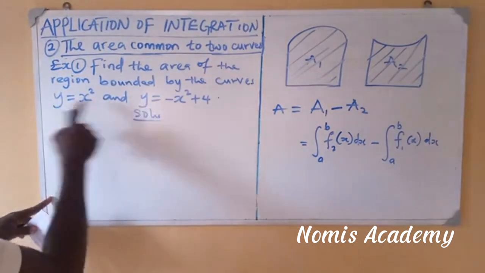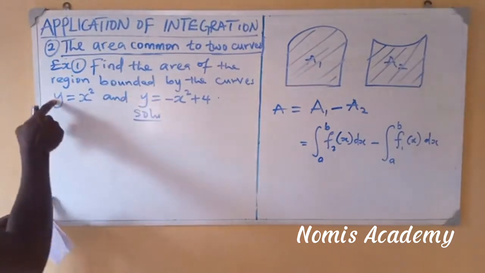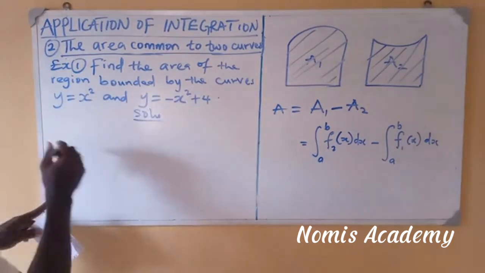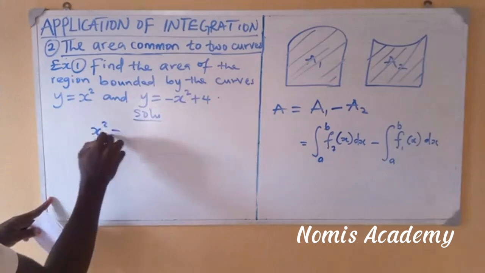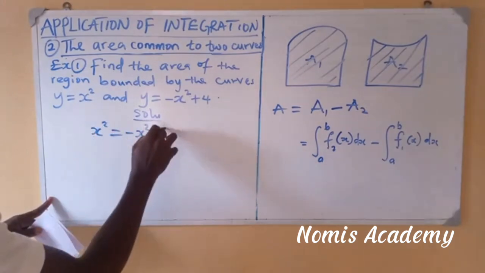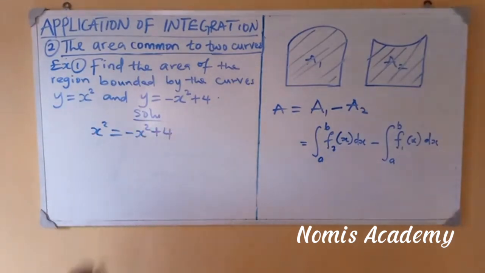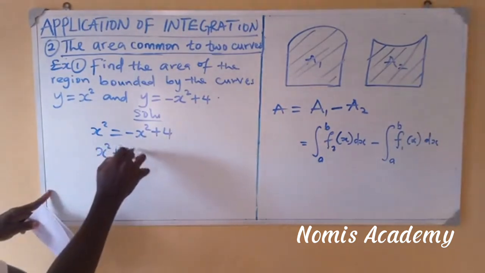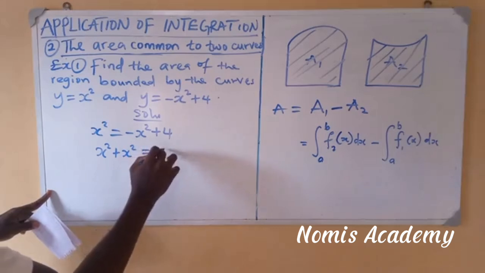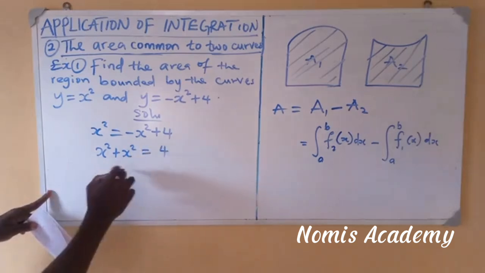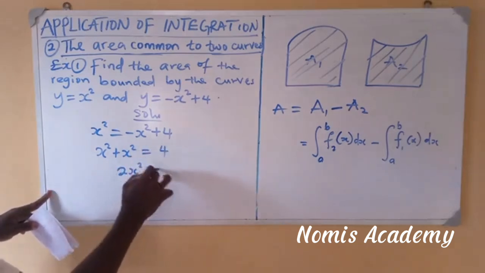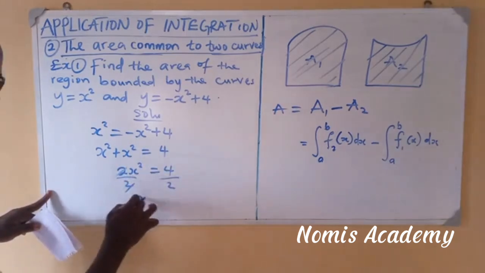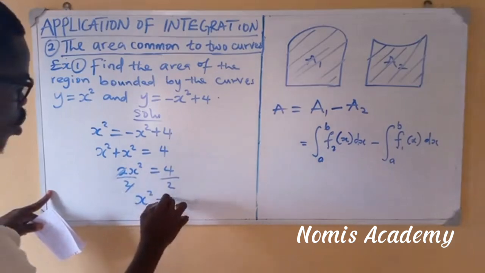We are going to equate the y values to each other because we say y is equal to x squared, and here y is equal to minus x squared plus 4. So we can say that x squared is equal to minus x squared plus 4. To find x, we move this to this side. So that will be x squared plus x squared equal to 4, which gives us 2x squared equal to 4. Divide both sides by 2: x squared is equal to 2.